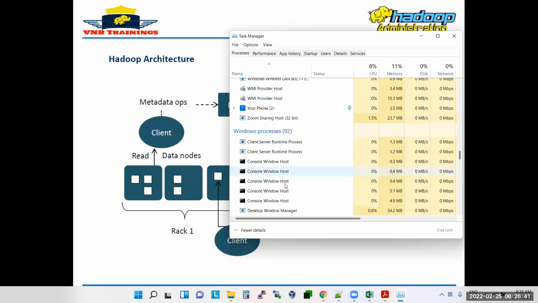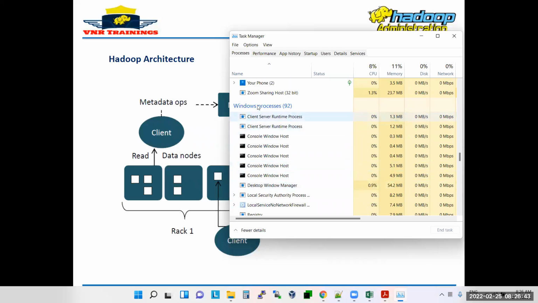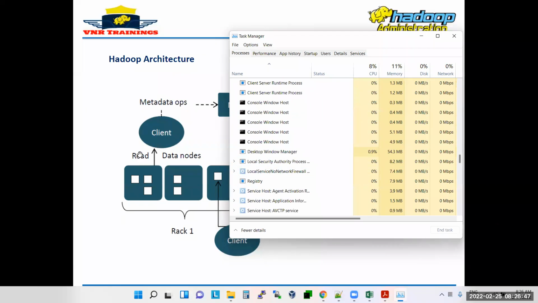What are these background processes? See, Windows processes. What are these Windows processes? To use your Windows, if you install only Windows, that is not sufficient. When you switch on your laptop and load Windows, you are starting some services. Then only your Windows is working.